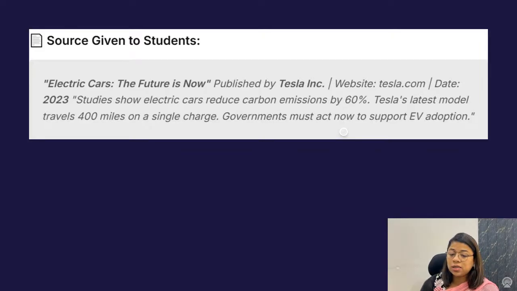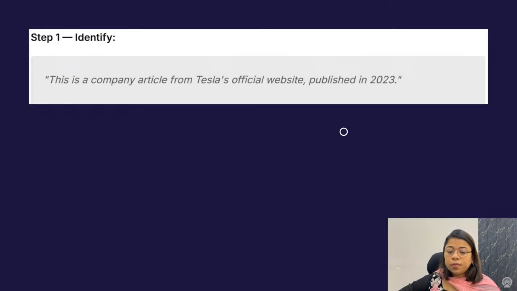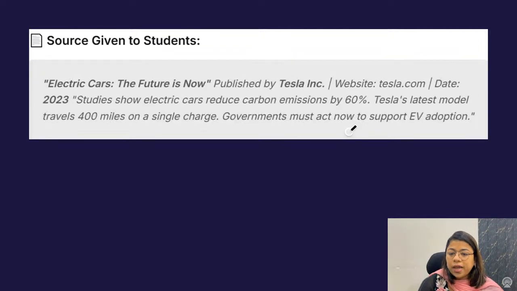Studies show electric cars reduce carbon emissions by 60%. Tesla's latest model travels 400 miles on a single charge. Government must act now to support EV adoption. Okay. Now over here, first, identify. What is the identification that you all can see on the screen? That this article is from Tesla. Obviously, they are going to support electric cars because they manufacture electric cars. So there is some sort of vested interest.